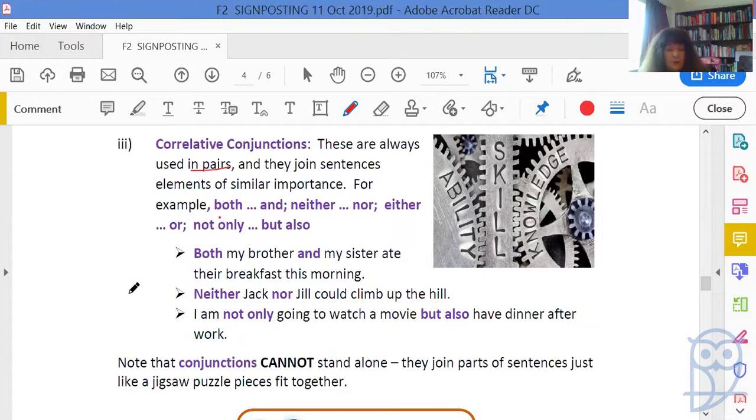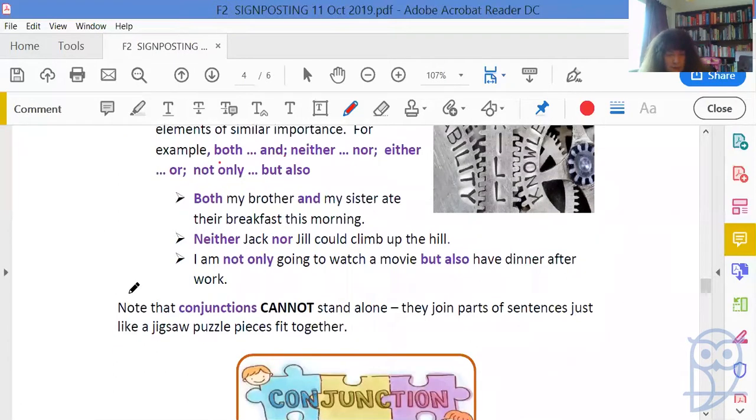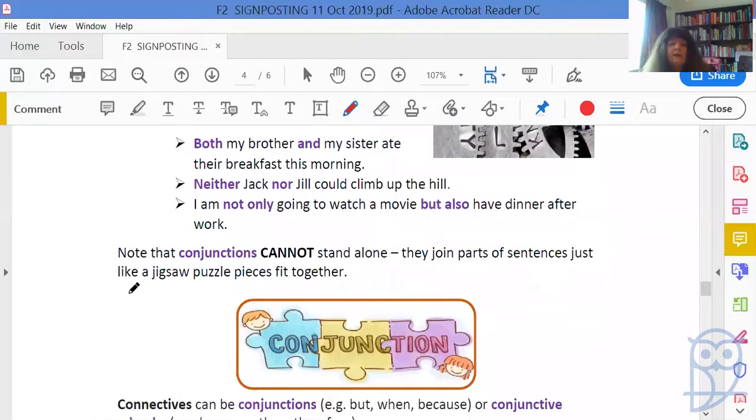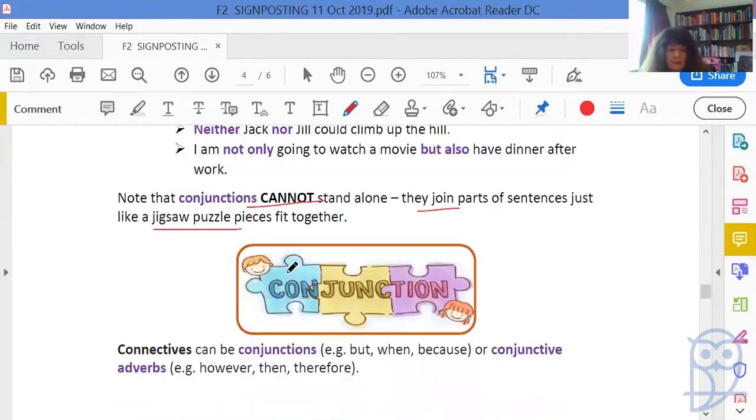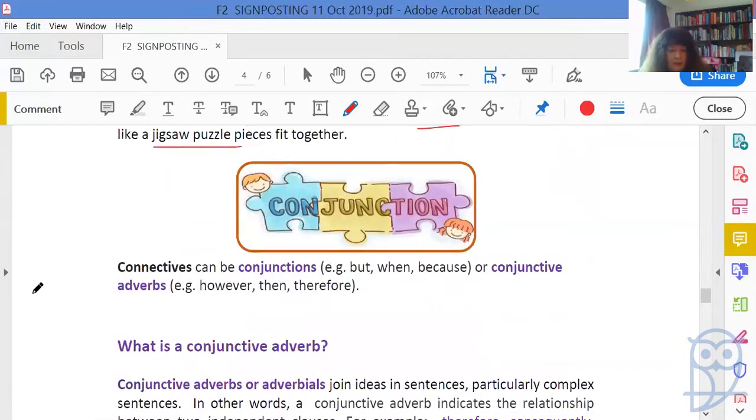Okay, so that's correlative conjunctions. We know that conjunctions cannot stand alone. You can't use them alone. They must join parts of sentences, just like a jigsaw puzzle fitting together. Connectives can be conjunctions or conjunctive adverbs, or indeed any linking words you can come up with.